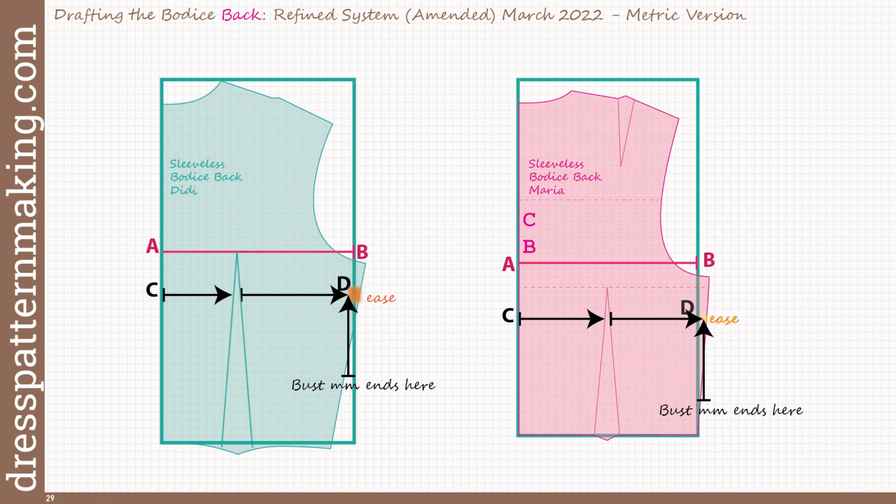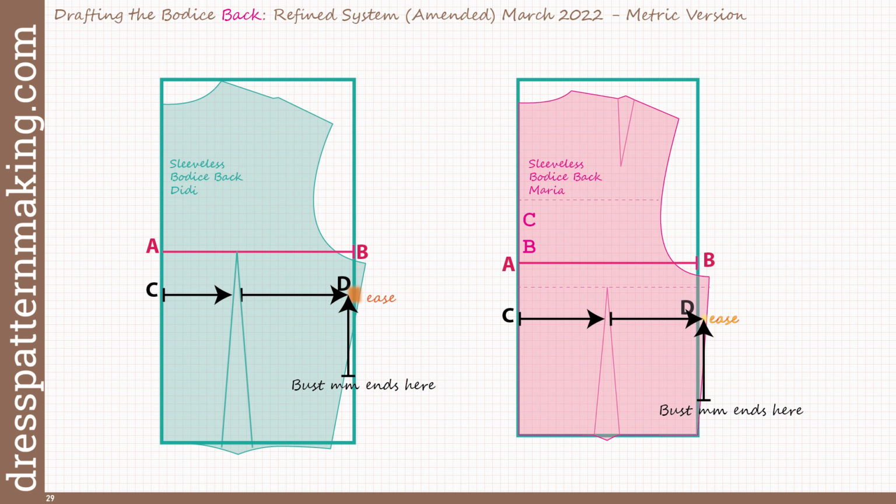Note that D ends up to the left of the rectangle of her block. So the orange square indicates how much ease she has in the bust. She has some ease within that rectangle, that is her block base, plus some ease outside of it. She ends up with 1.5 centimetre ease in the half back, which means 3 centimetres for the full back.